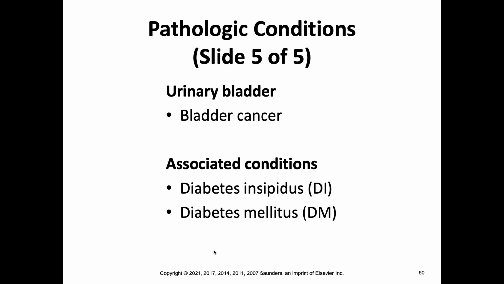Bladder cancer, and then diabetes is associated with kidneys, even though it's really more of an endocrine disorder, and we'll spend a lot more time with it once we get to the endocrine chapter a few weeks from now.